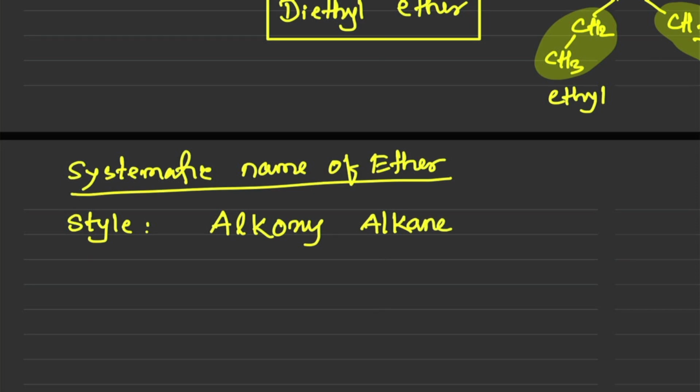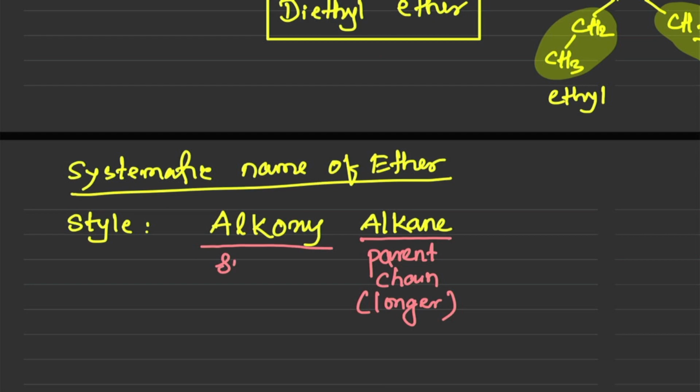So this side here is gonna be your parent chain. Usually the longest chain is gonna be your parent chain. So parent chain, usually the longer or bigger one is gonna be your parent, and the other side will act as a substituent. And it will make a lot more sense.